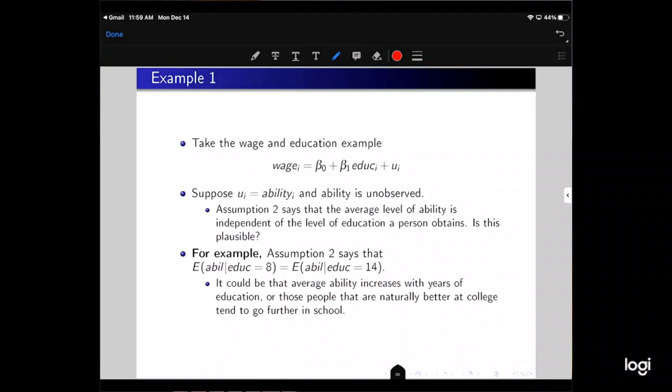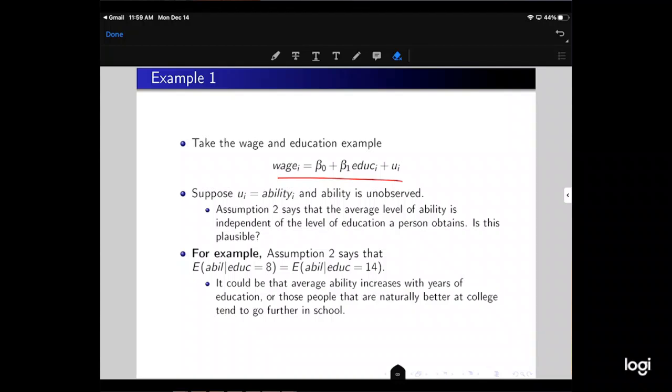Example 1, take the wage and education example. So we have our regression line. Is this population or sample? It's population because there's no hats on these betas. Suppose ui is equal to ability, and ability is unobserved. Assumption 2 says that the average level of ability is independent of the level of education a person obtains. Is this plausible?